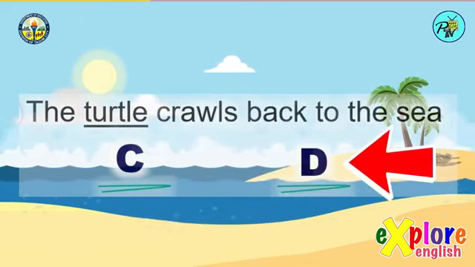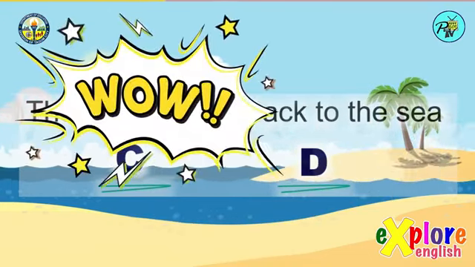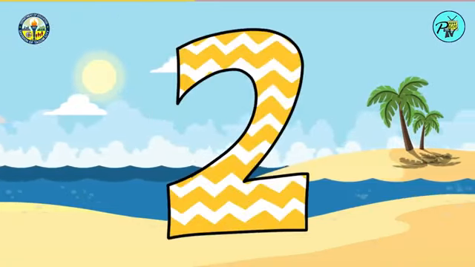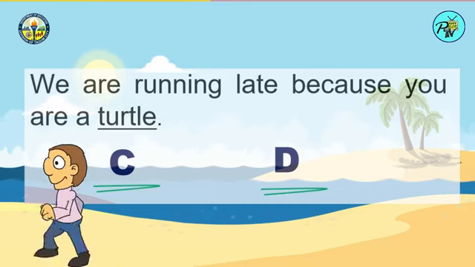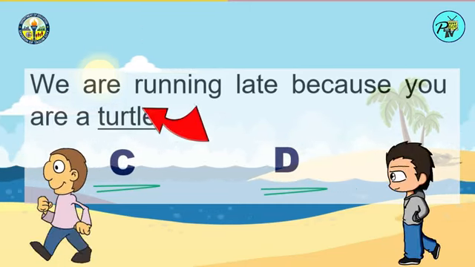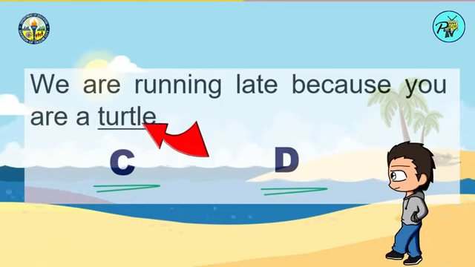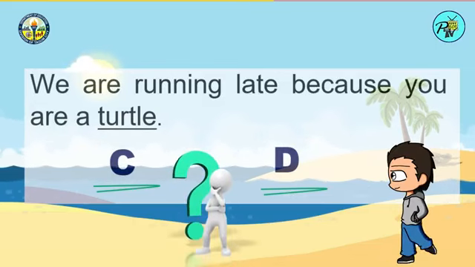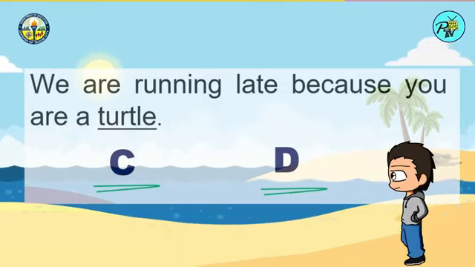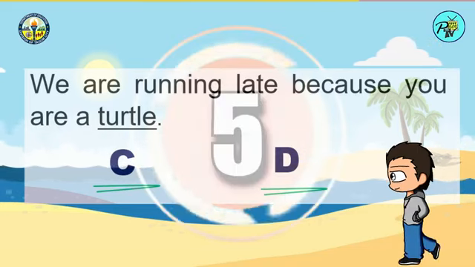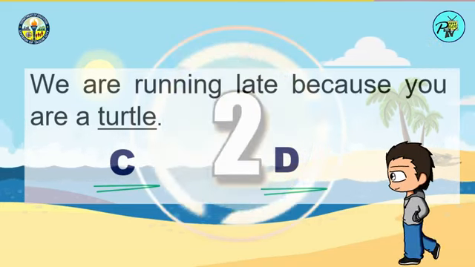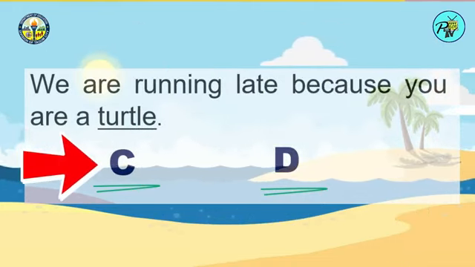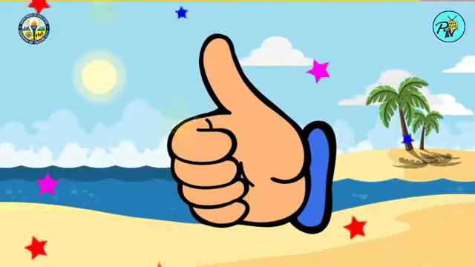The answer is denotation. Wow, you got it right. Let's proceed to question number 2. We are running late because you are a turtle. In this sentence, how is the word turtle being used? What is the answer? The answer is connotation. Well done, kids.